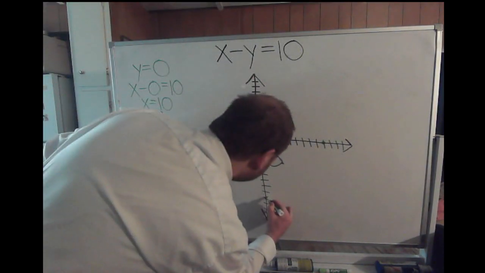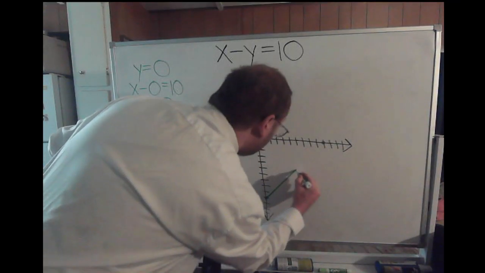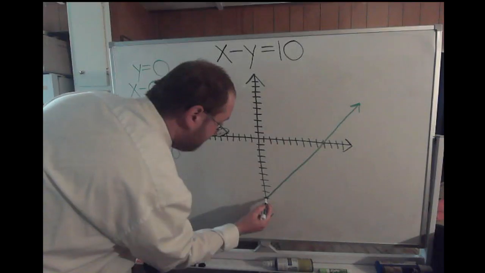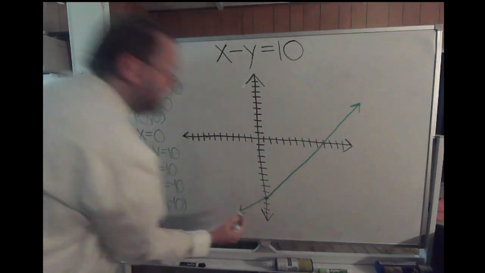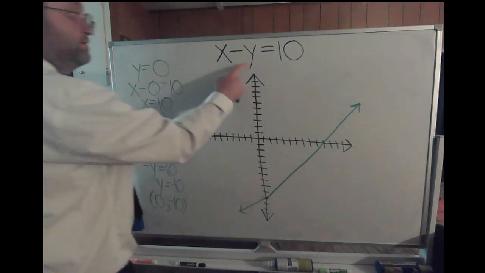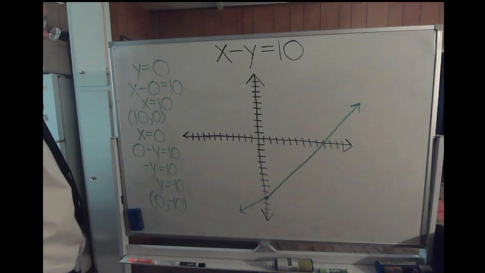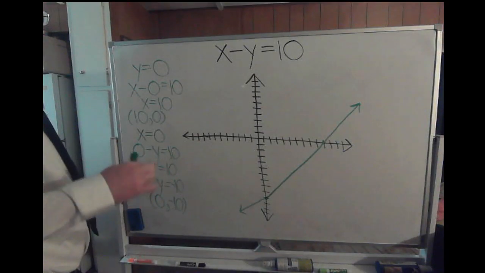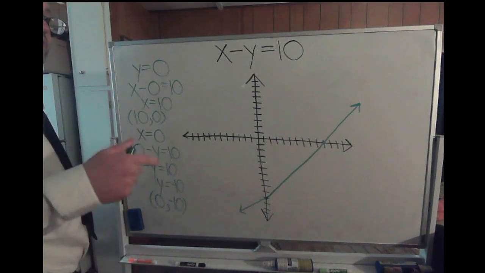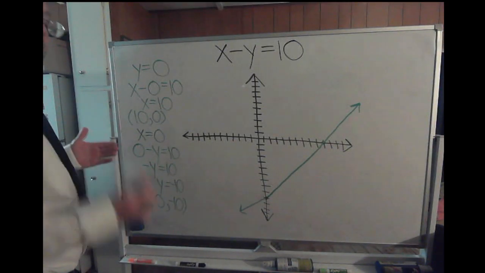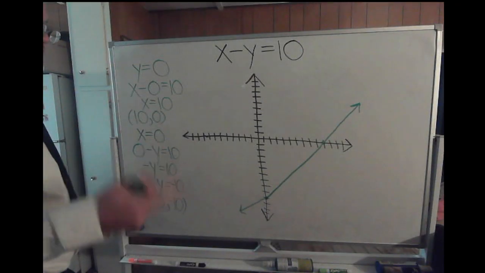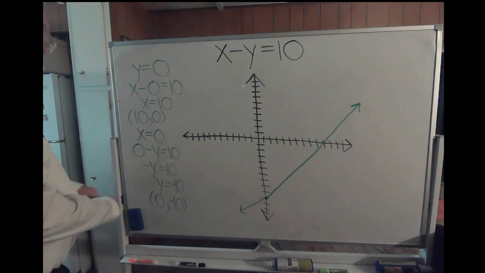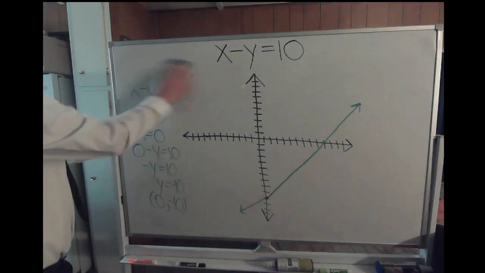Now it's quite simple. All you're going to do is draw a line through them. And you have drawn your line. You've drawn the graph of the equation x minus y equals 10. And that's all there is to it. So find your x-intercept, which is going to be when y equals 0. Then find your y-intercept. That's when x equals 0. Plot those 2 points and draw a line through it. That's really all you got to do to graph it. And I do have more examples here.